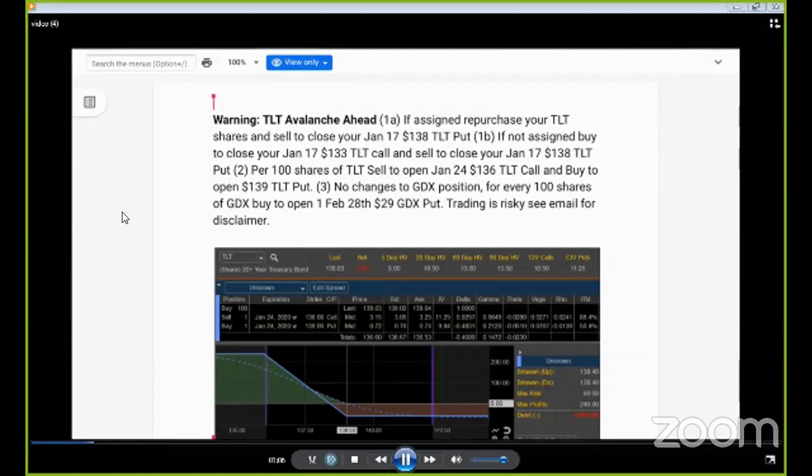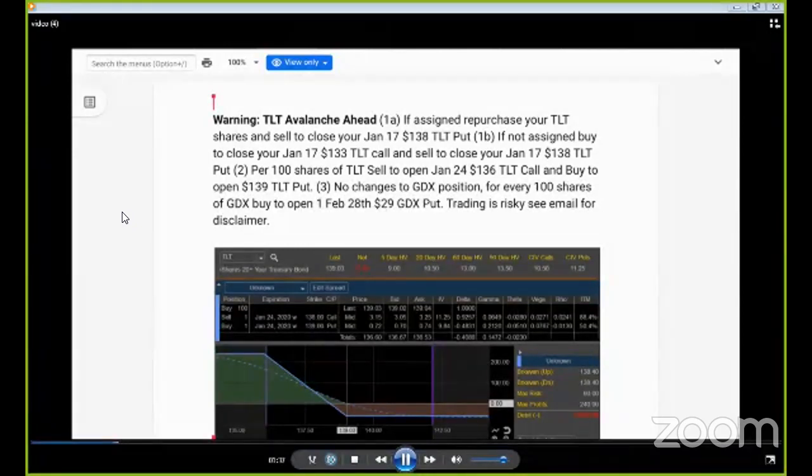Today's trade alert: if assigned, repurchase your TLT shares and sell to close your January 17th 138 TLT put. If not assigned, buy to close your January 17 133 TLT call and sell to close your January 17th 138 TLT put. The new trade, per 100 shares of the TLT, sell to open the January 24th 136 TLT call and buy to open the 139 TLT put.